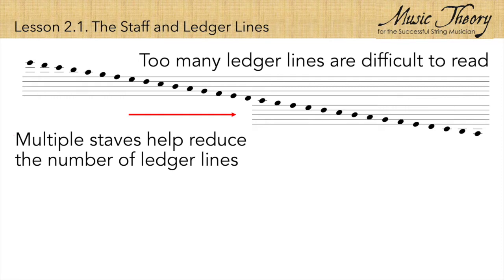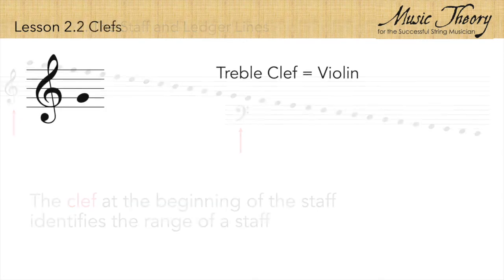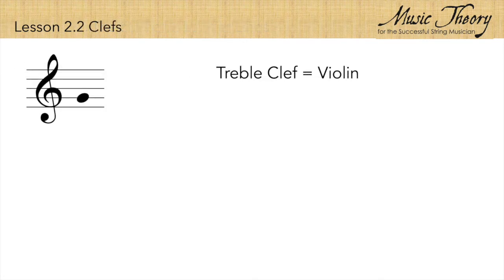But how do we differentiate between the notes on an upper staff versus a lower staff? The answer is we use clefs. By adding a clef at the beginning of each staff, it helps us identify the range that staff is attributed to. The treble clef is used by the violin, and it encircles the second line, which is identified as the note G. The treble clef is also called a G clef.